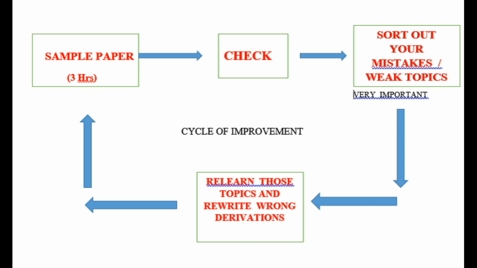So once you are doing all these steps before solving the next sample paper, I am sure that you will be able to get more than 95 marks in case you are focusing on each and every weak topic and writing each and every wrong derivation. Those who are getting average marks will definitely improve their marks by following this strategy.